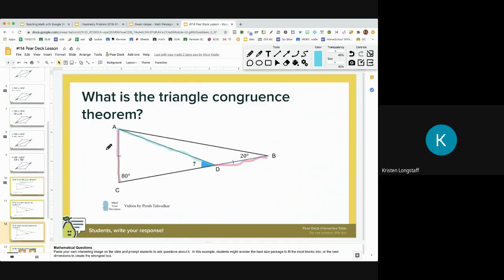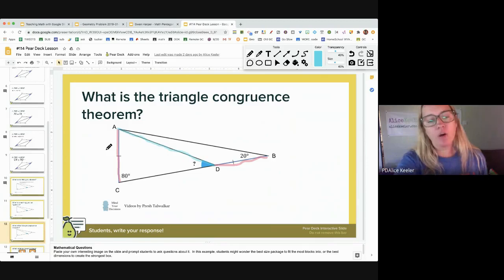Alice, what is that thing you just called it? Web paint? Yeah, web paint. So, is that an extension?